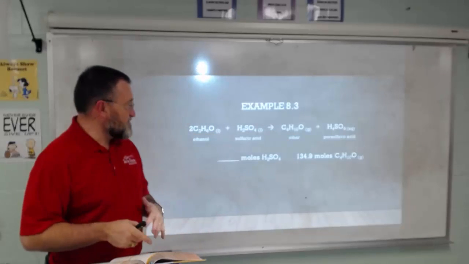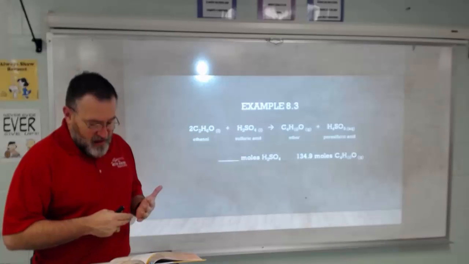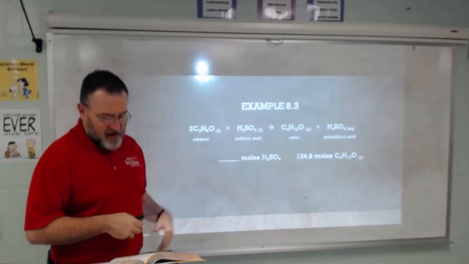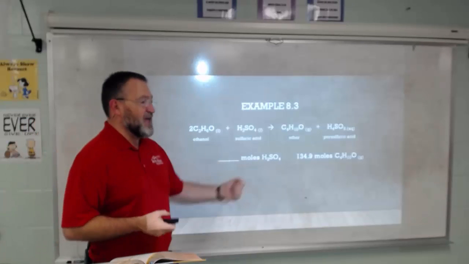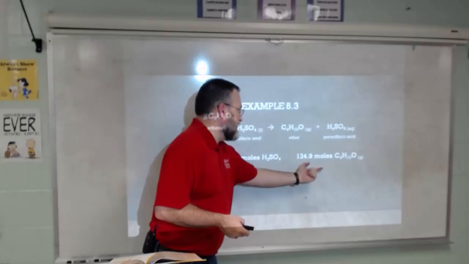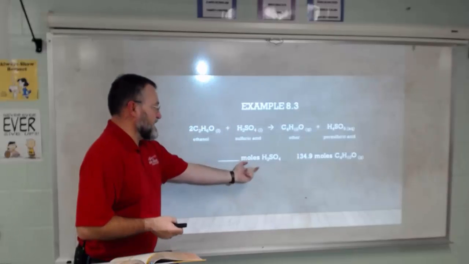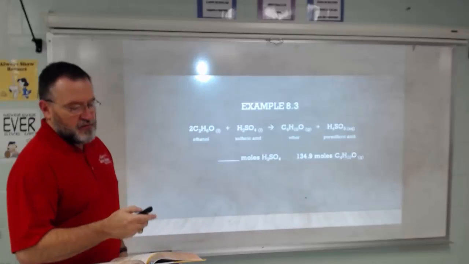And the question asks us in two different steps. It's for two different things. It asks us for how many moles of ethanol and how many moles of sulfuric acid. So in this case, obviously I've written up on the board that I want to solve for the sulfuric acid first. I have moles of ether that I want to produce. How many moles of sulfuric acid do I need to produce that many moles of ether?